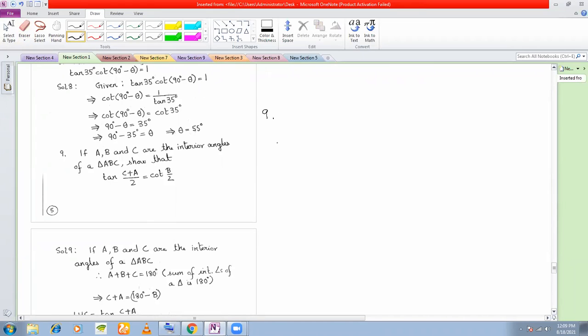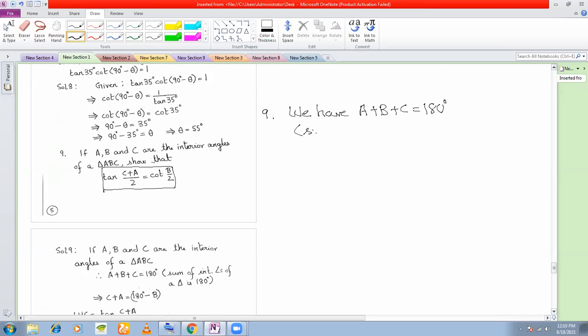If A, B, C are interior angles of triangle ABC, what is the sum of interior angles of a triangle? It is equal to 180 degrees, right? You have to show that tan of (C plus A) by 2 is equal to cot B by 2. Okay, so we have angle A plus angle B plus angle C is equal to 180 degrees.